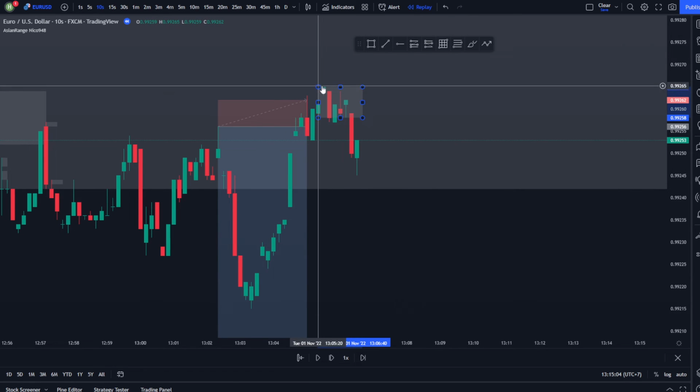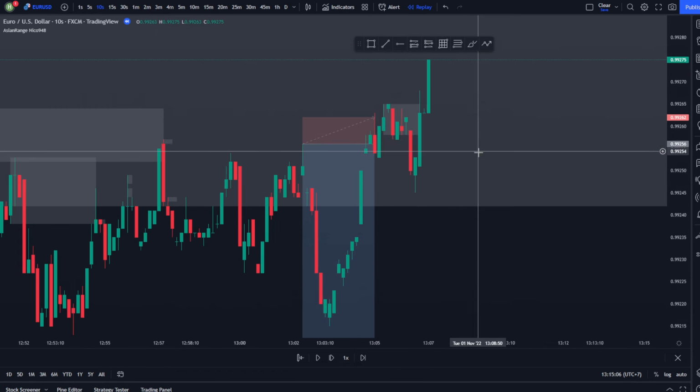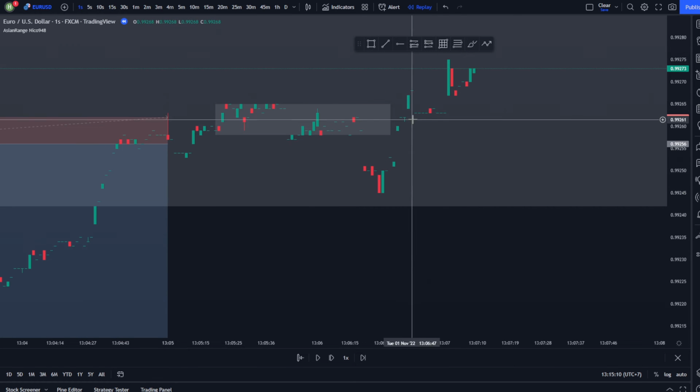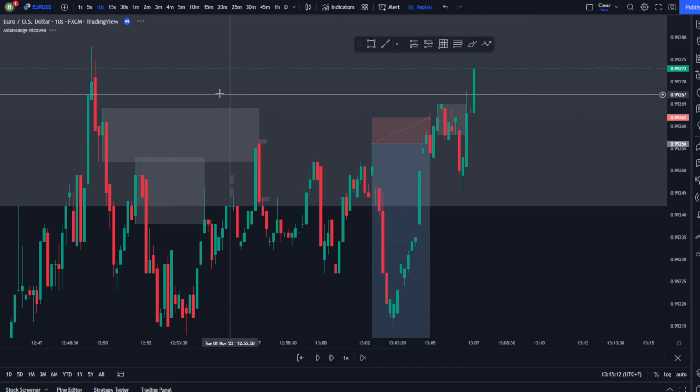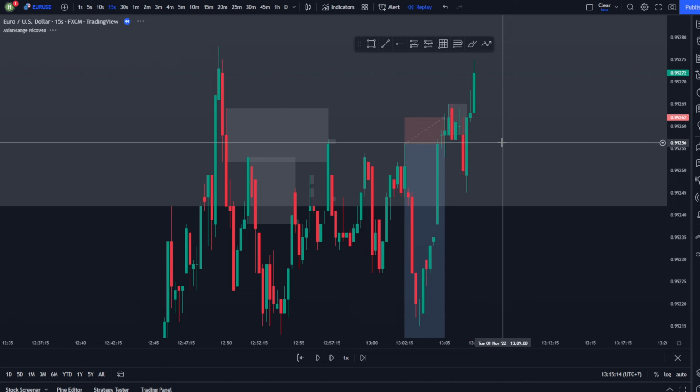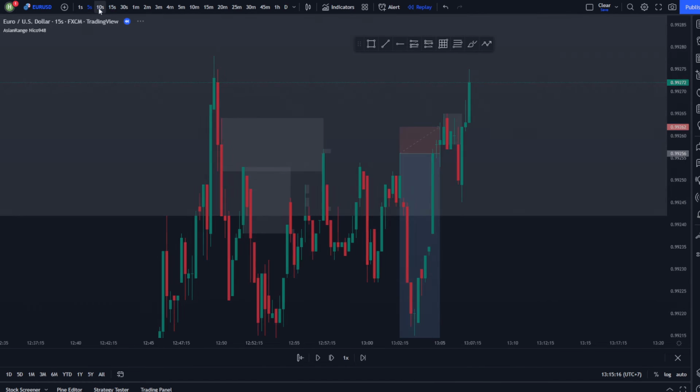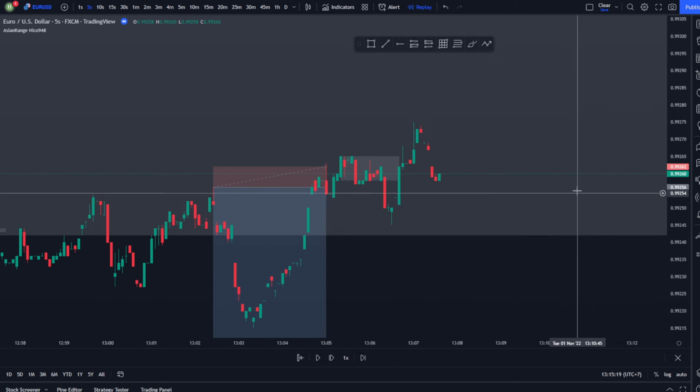So you're going to use the imbalance there, and then price just breaks it. I don't think there's probably going to be something in here. Nothing there. Okay, and then just move up. Okay, let's see what's next.